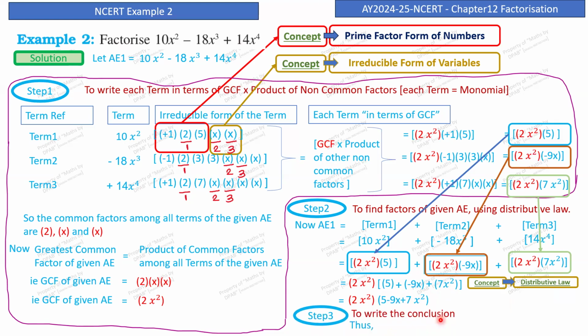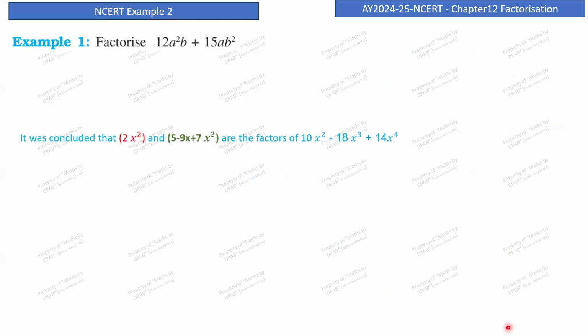Now step 3 is to write the conclusion. Thus 2x to the power 2 within bracket is the first factor of the original algebraic expression. And the second factor, this is a monomial now. And this, how many terms are there? 3 terms. If it is 3 terms, what is this algebraic expression named? This is a trinomial, or we can call it a polynomial also. It is a trinomial because it has 3 terms. So the first factor is a monomial and the second factor is a trinomial. In example 1, we have seen the first factor was a monomial and the second factor was a binomial. Right, now we'll move to the next important one.